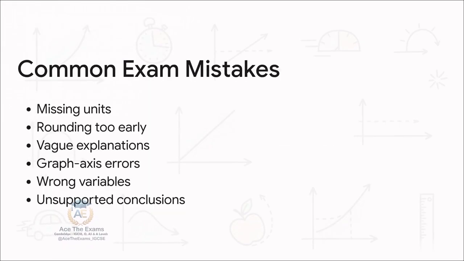And you know what? The examiner's reports showed the exact same loose tire mistakes destroying students' scores year after year. We're talking about missing your units, rounding your numbers way too early in multi-step calculations, and writing super vague explanations. Or worse, making graph axis reading errors, confusing your independent and dependent variables, and writing conclusions that the data simply does not support. This is exactly why ordinary revision and textbook memorization completely fail you. Examiners will mercilessly deduct points if you lack surgical precision in your answers.